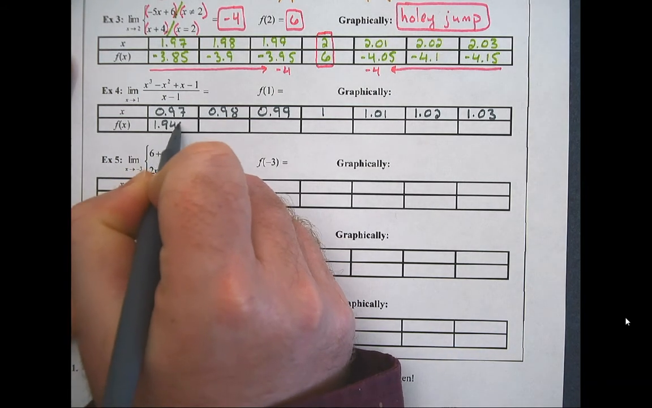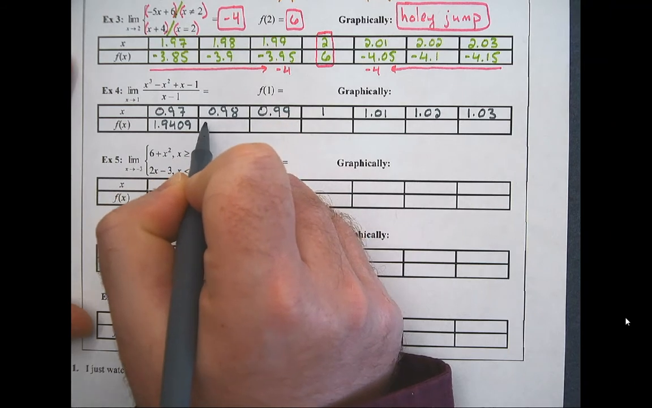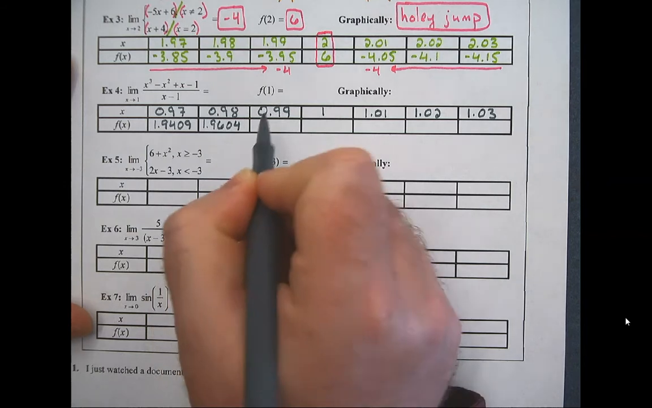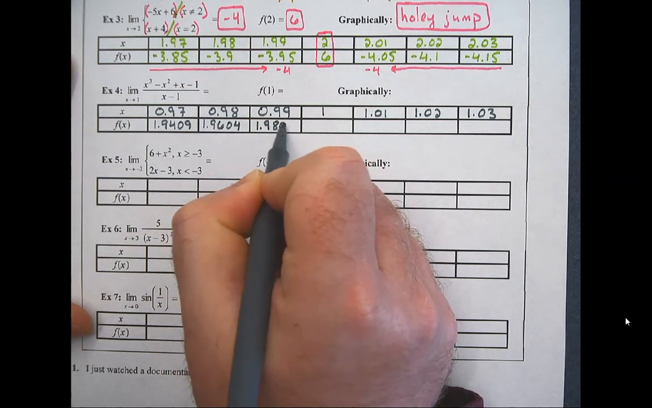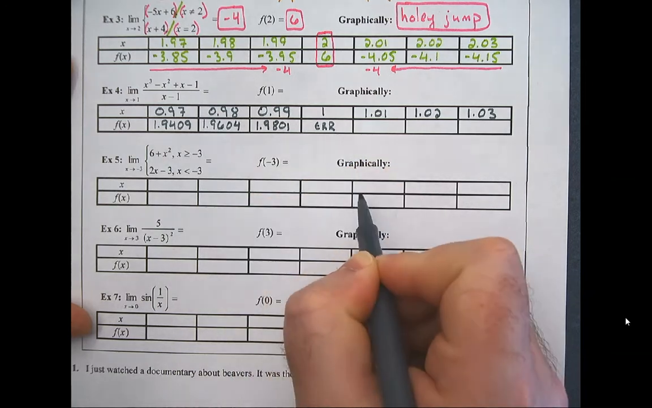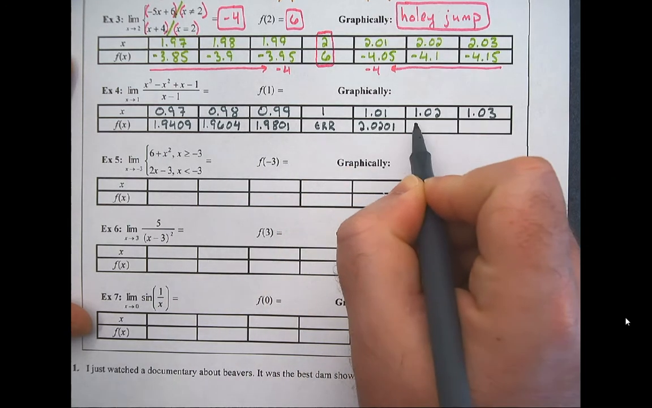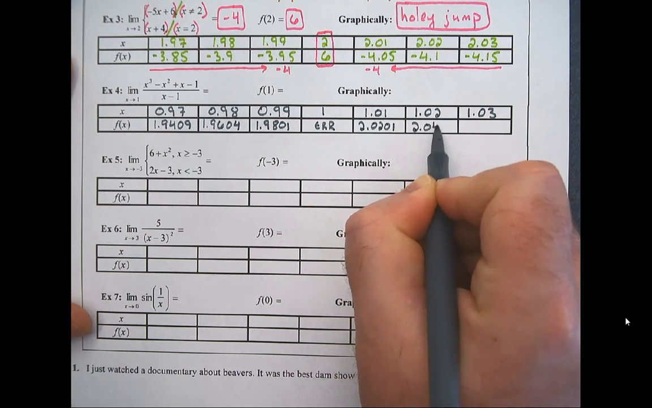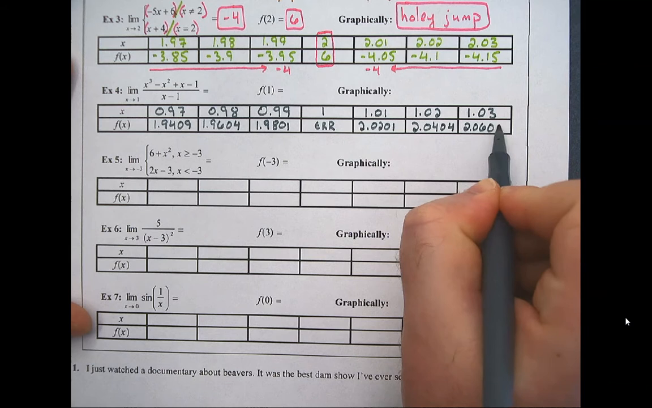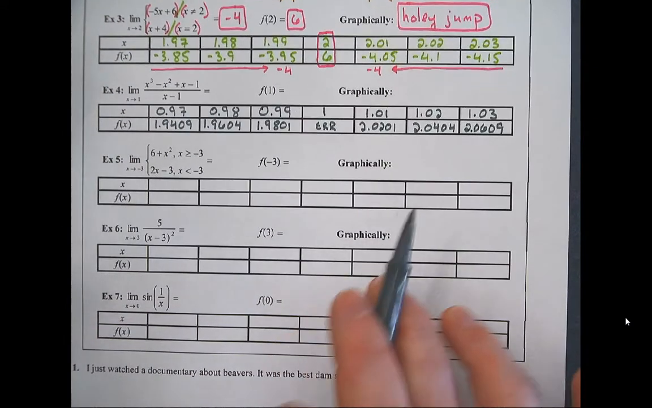1.9409, 1.9496, 1.9604, 1.9801, error, 2.0201, 2.0404, 2.0609. So if you've done this once at least, now from here on out, I can tell you, you don't have to even do the table anymore.